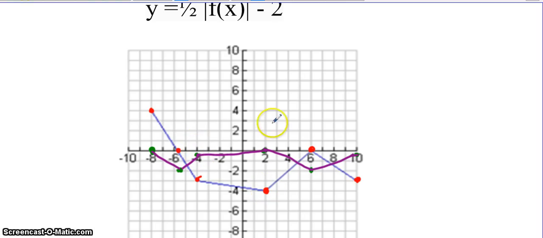Here, negative 4 becomes positive 4. Multiply by 1/2, it becomes 2. Subtract 2, and it becomes 0. Absolute value of 0 is 0. 1/2 times 0 is 0. Down 2. Here I'm at negative 3, so it becomes positive 3. Multiply by 1/2, it becomes 1.5. And then down 2, and I'm at negative 1/2. That is how we get our solution.